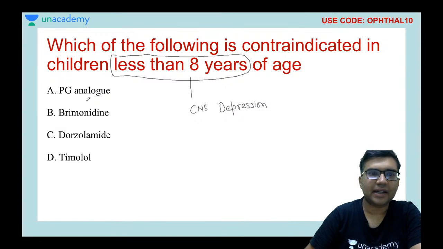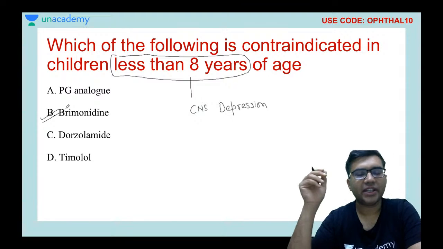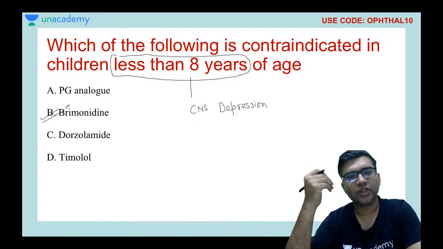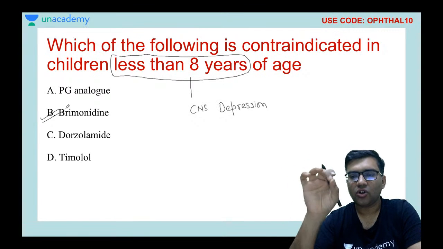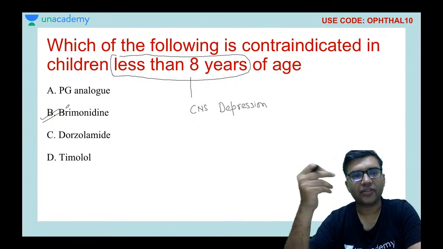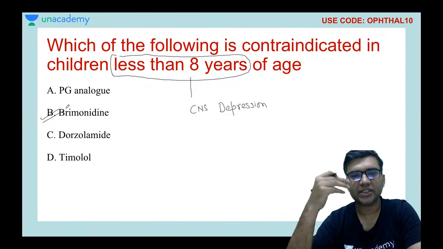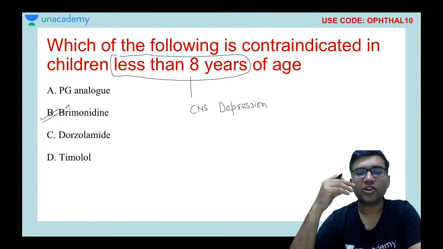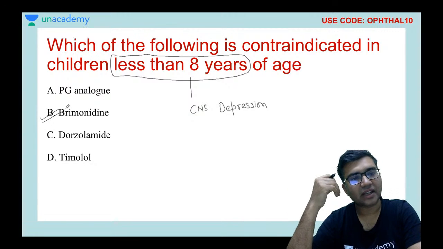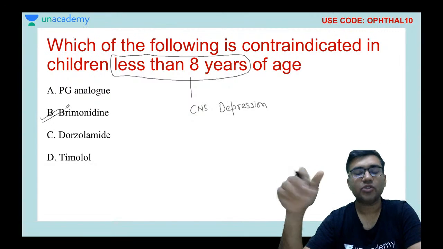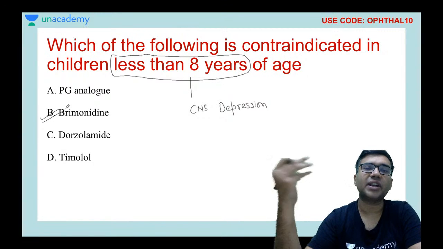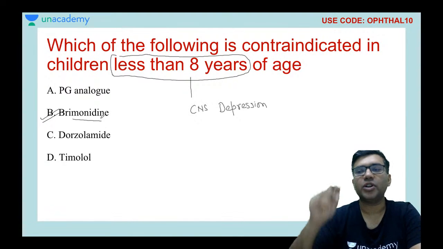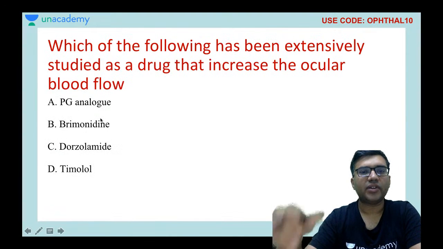So very good. The answer here is B, that is brimonidine. So brimonidine should not be given because it can cause CNS depression. So we avoid it in less than 8 years of age. Also, they can put a question like this, that after giving eye drop, the patient says that, sir, I am having too much dizziness and I feel that I cannot concentrate on the surroundings and I cannot concentrate on my work. So even if he is an individual of 35, 40 or 60 years, even then your answer would be brimonidine. Okay, let's move to our next question.